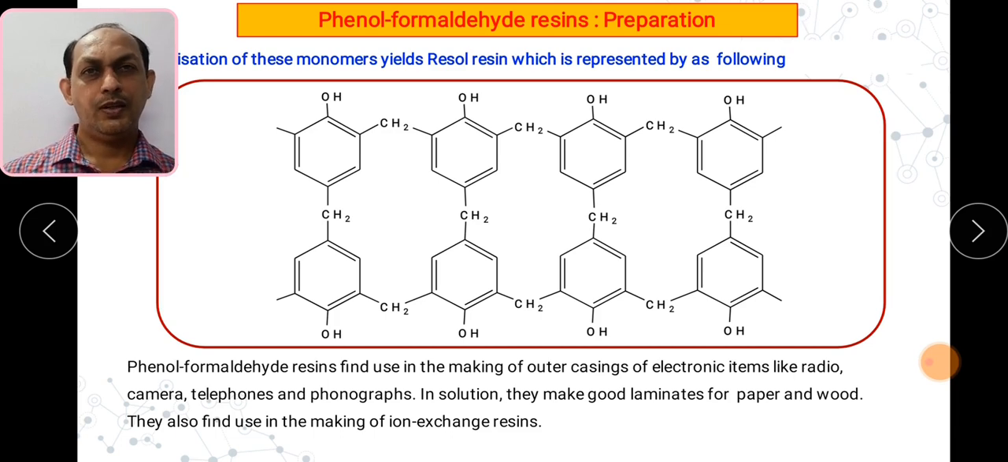So go through these particular condensation polymers. There are 6 types that we have seen. See their properties, uses and preparation part. That is also very important.